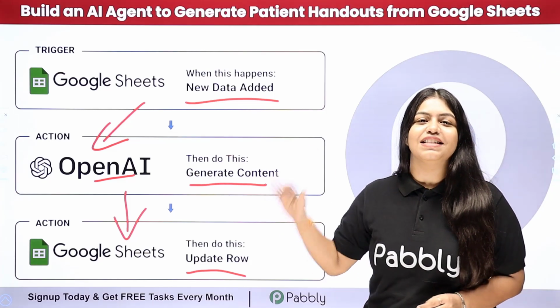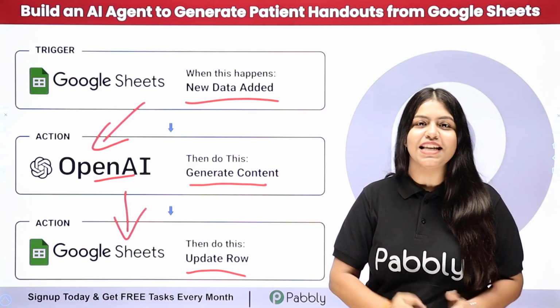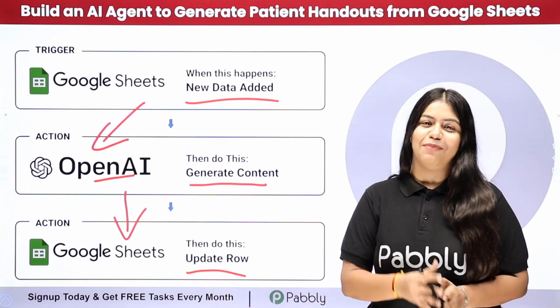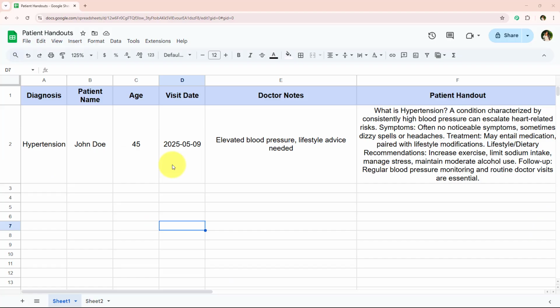So if you also want to create this amazing automation for your own business, then for that you have to come with me towards my screen. Welcome to my screen. So in this video, I'll show you how to build an AI agent that generates personalized patient handouts directly from Google Sheets. By using OpenAI, we'll create a workflow that turns medical data into easy to understand friendly instructions or summaries for patients. This is a powerful tool for clinics, wellness centers, or healthcare providers. So let's dive in and make patient communication smarter and more effective.